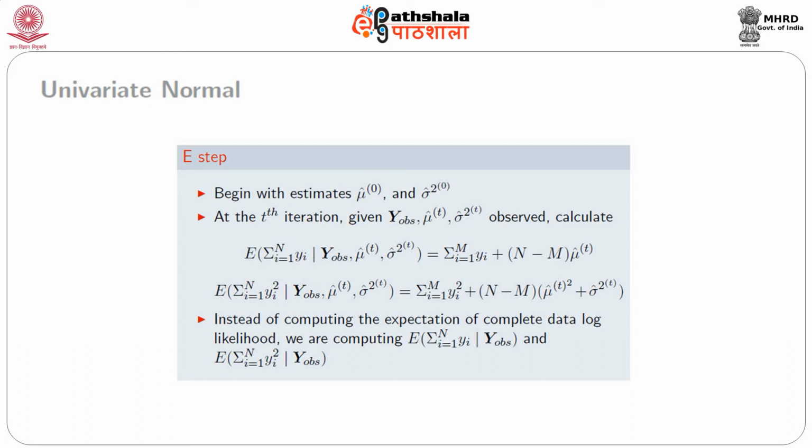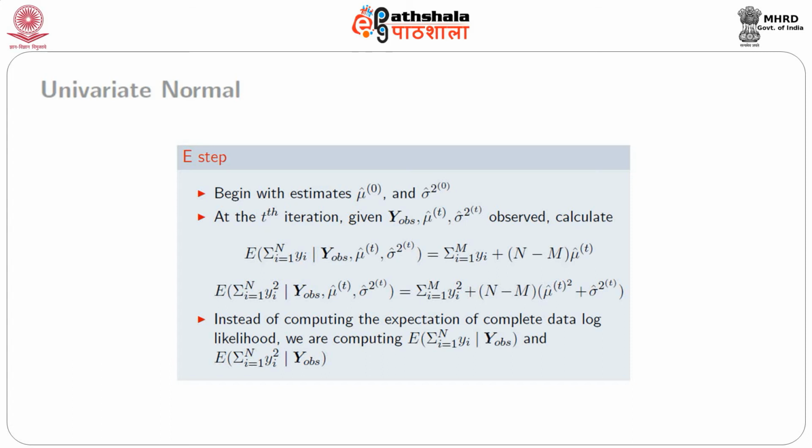Now, what do we do? We calculate the expectation of summation yi given y observed, mu hat t, sigma square hat t, and that comes out to be summation yi, i runs from 1 to m, plus n minus m times mu hat t. Similarly, the expectation of summation yi square, that is the sufficient statistic, given y observed, mu hat t, sigma hat square t, is summation i runs from 1 to m yi square plus n minus m times mu hat t square plus sigma hat square t.